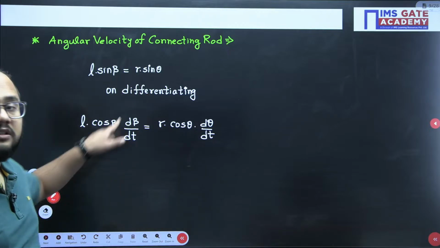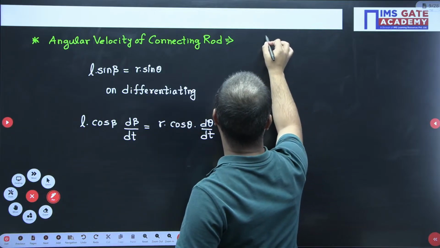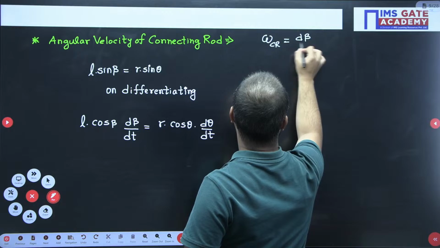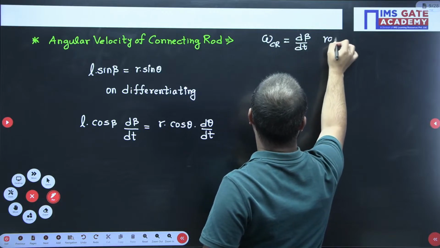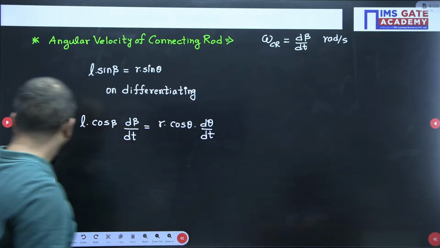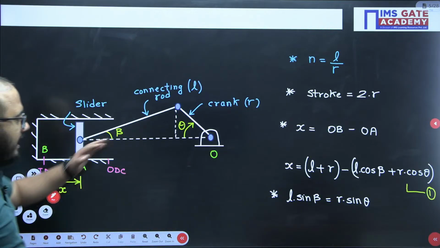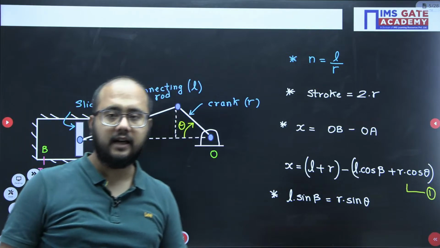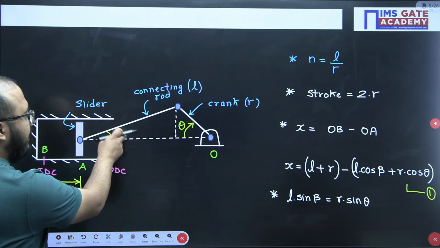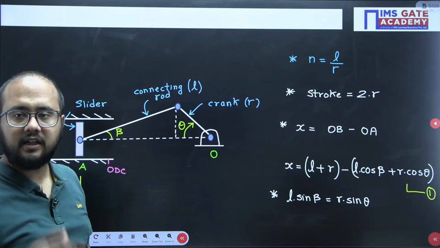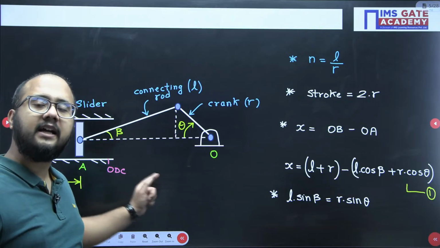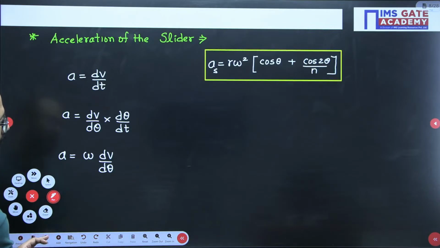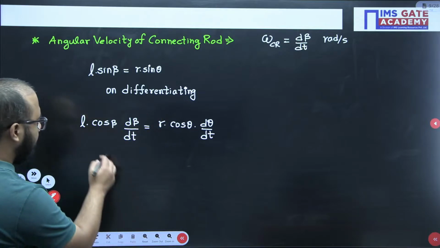Now, angular velocity of connecting rod. Okay, so first of all, you need to remember angular velocity of connecting rod is nothing but d beta by dt. Right? Why is it so? See, rate of change of this beta angle will give us the angular velocity of connecting rod, right? Because connecting rod is what rotating here. So this beta is the angle that represents the rotation of the connecting rod. So rate of change of this beta angle will give us the angular velocity of the connecting rod, right? Okay. So here d beta by dt.